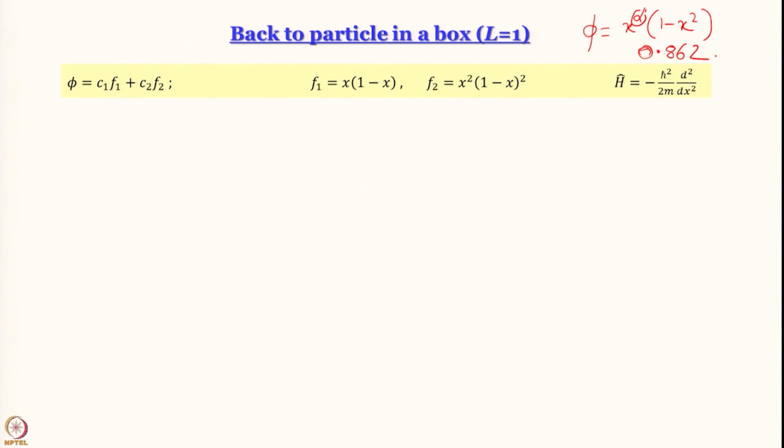Okay. Let us remember that result. Now we are trying to improve upon that 4% overestimation that we had by using a linear sum of two functions, both of which are sort of inspired by the function that we had used in the previous go. And this here is our Hamiltonian.